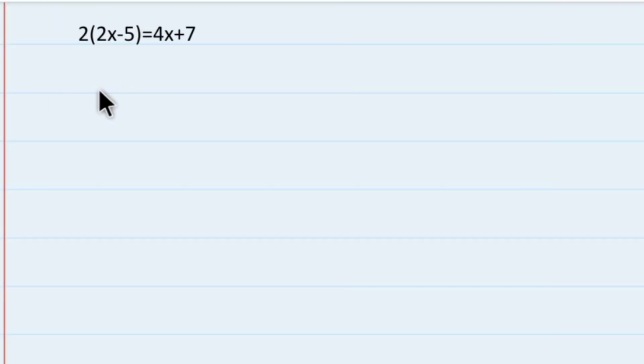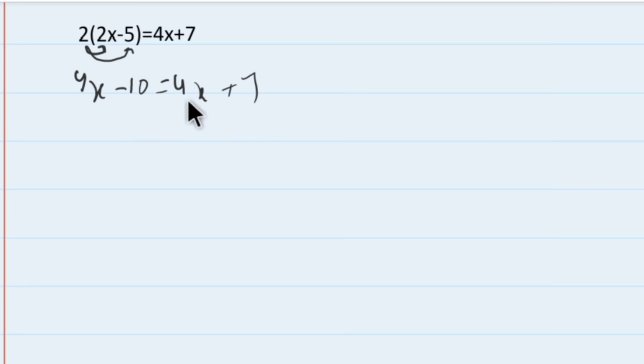Now we will learn what is a contradiction, or an equation having no solutions. For this purpose we will simplify the equation. 2 would be multiplied by the first term, and again this 2 would be multiplied by the second term on the left hand side. So 2 times 2 is 4x, and 2 times 5 is minus 10, which is equal to 4x plus 7.